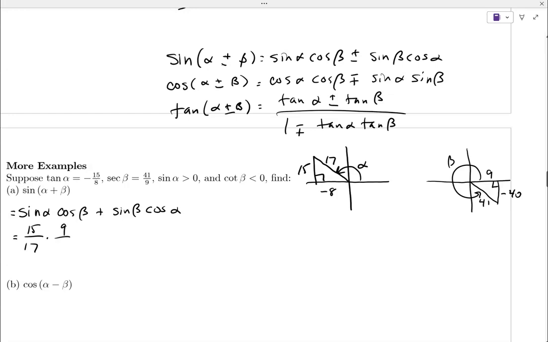Good. Sine of beta is... good. And cosine of alpha is... good. That okay? Do you think I expect you to do the arithmetic?